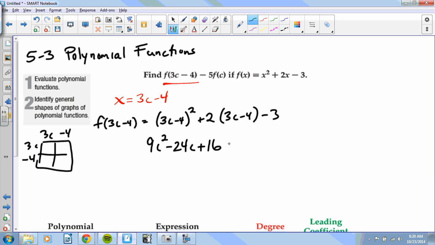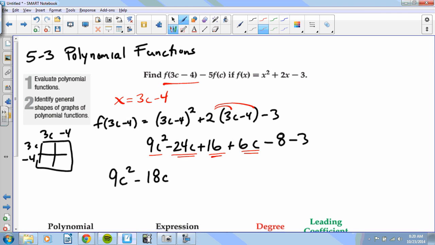Then I have plus, I'm going to distribute the 2 into here. So it'll give me a 6c, a minus 8, and then minus 3. Well, that's part I need to clean up now. So like terms, 9c squared is the only c squared there. So that guy's his own. Next are my c's. Remember, I'm going in decreasing order for each term. So power of 2 is the highest. The next will be a power of 1. So negative 24 and positive 6 is a negative 18c.